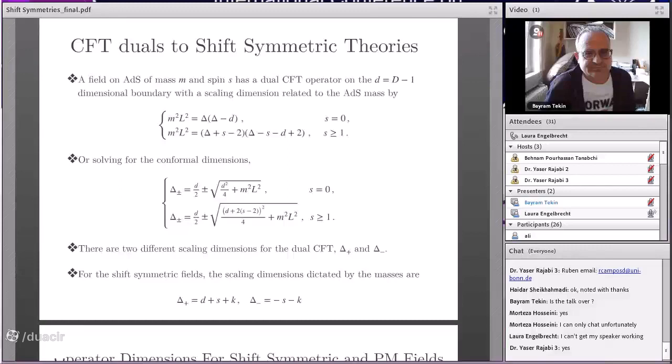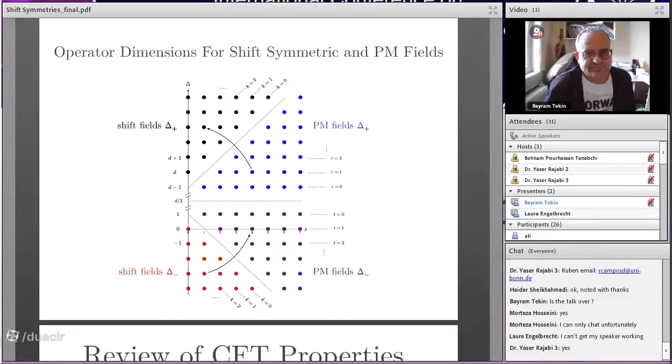And what you find is that there are two different possible conformal dimensions for this dual CFT, which are delta plus and delta minus. And for our shift symmetric fields, the scaling dimensions that are dictated by the masses are delta plus equals d plus s plus k, where d is the space-time dimension of the CFT, s is the spin, and k is the shift level, and then delta minus is minus s minus k.